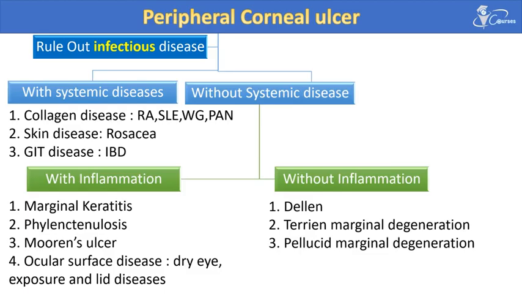So if you have a peripheral corneal ulcer, first of all, check and rule out infectious disease. Rule out that this patient has any other signs of infection. Then, if there is no infection, check whether the patient has a systemic disease or not. If he has a systemic disease, it could be a collagen disease such as rheumatoid arthritis, systemic lupus, Wegener granulomatosis, polyarteritis nodosa. He could have a skin disease such as rosacea keratitis, or a joint or gut disease such as inflammatory bowel disease.